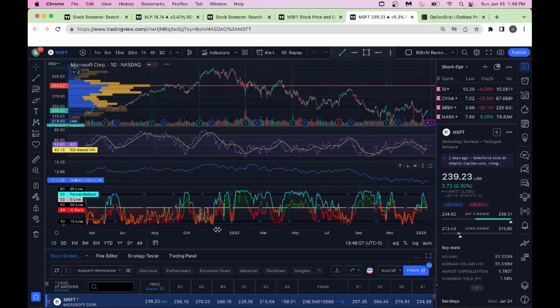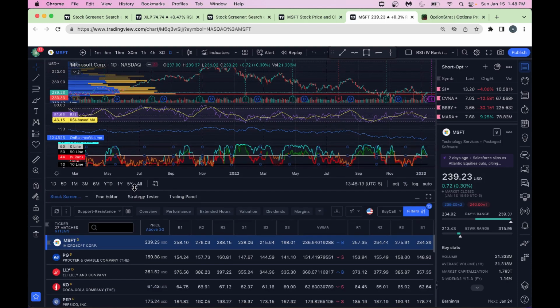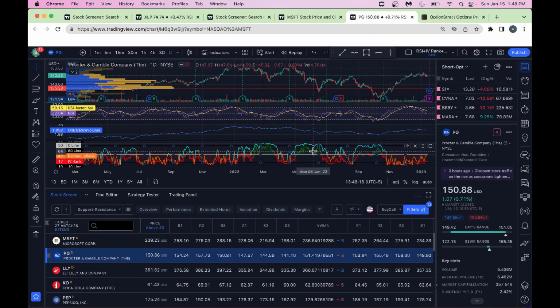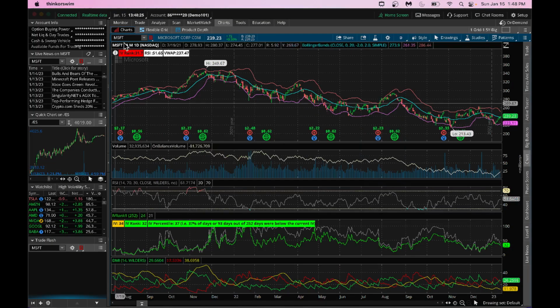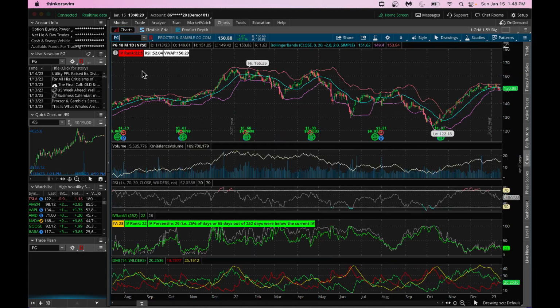Here you could do the same thing. You could look at some more. I could just go here and bring this up. We got a few more here. Procter and Gamble. Click on it, the chart comes up. Look, IV rank is 17, very low. And you could go back to the Thinkorswim platform to validate. You could say PG, Procter and Gamble here. IV rank, look, 22. And look, IV rank is trending down.